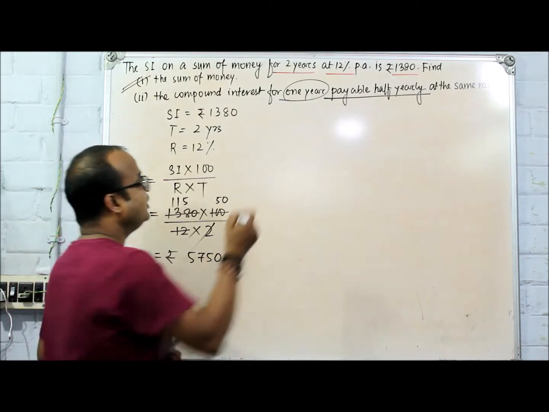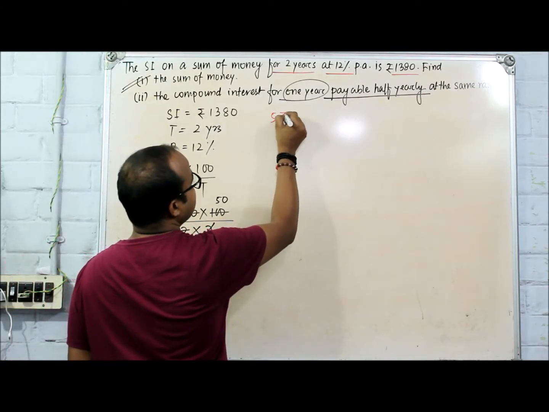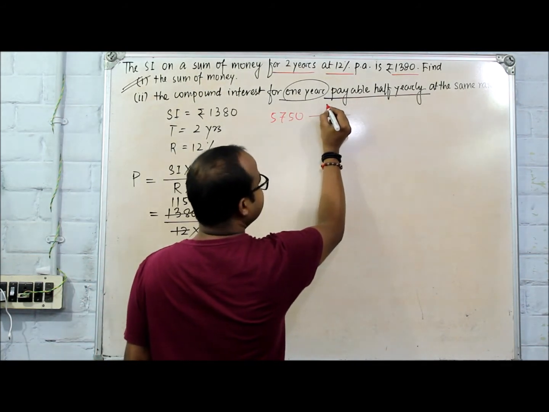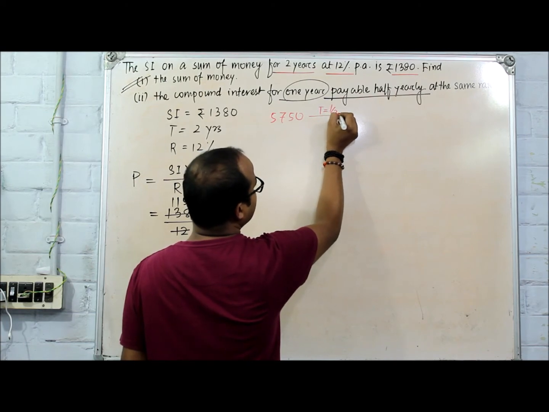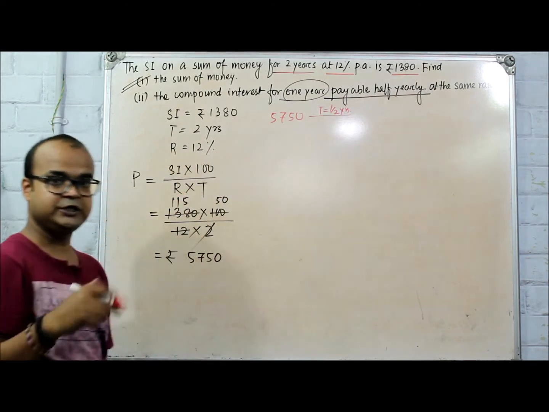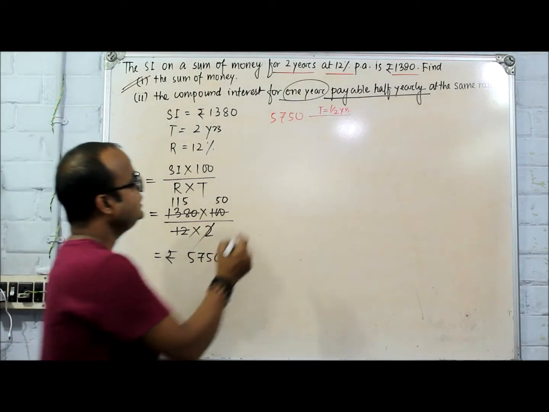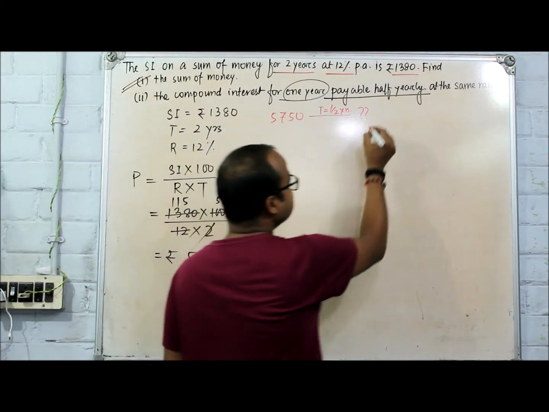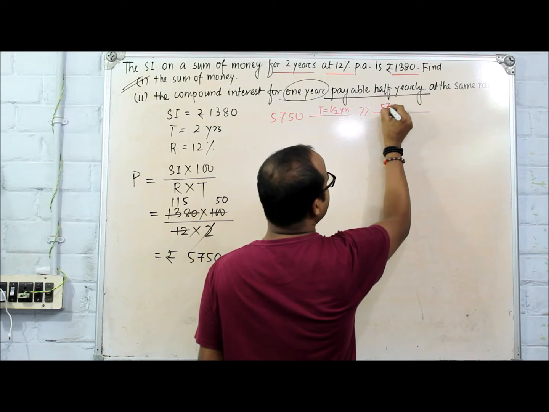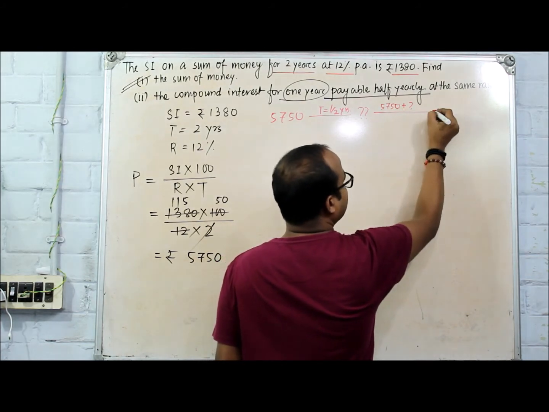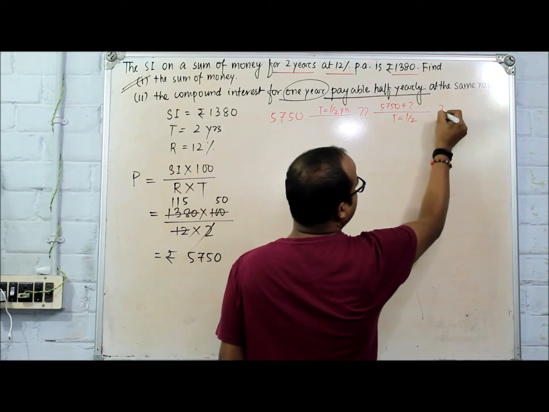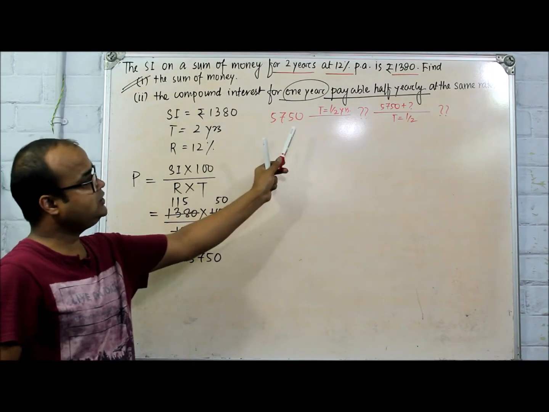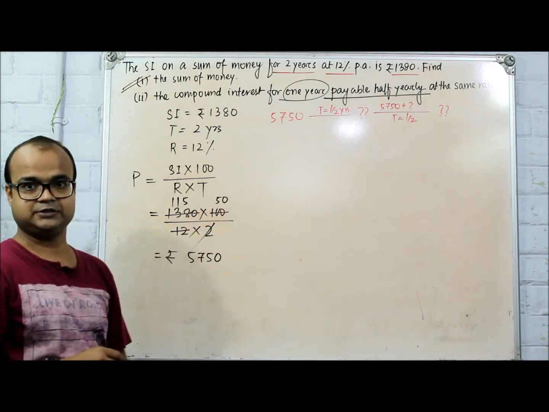That means the principal is 5750. After 6 months, that is T is equal to 1 by 2 year. 6 months, if you convert it into year, 6 by 12, that is 1 by 2. So it gains some interest, and that interest will be added to 5750 for the next half year, and this will be the total compound interest for 1 year payable half yearly at the same rate.